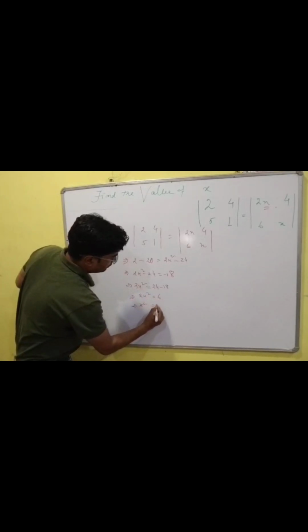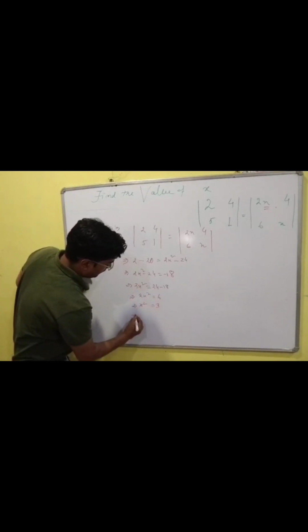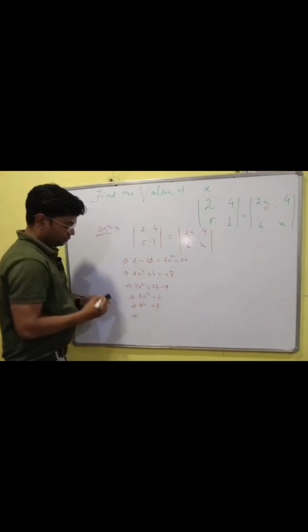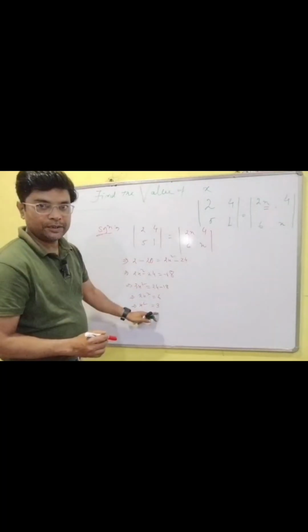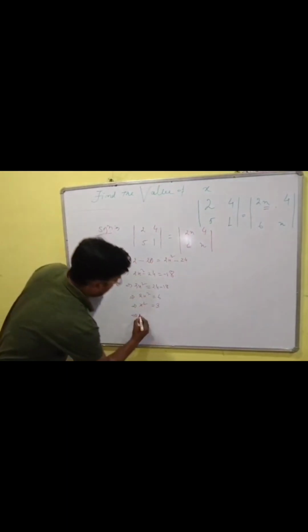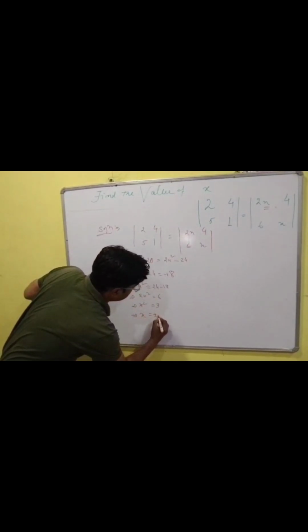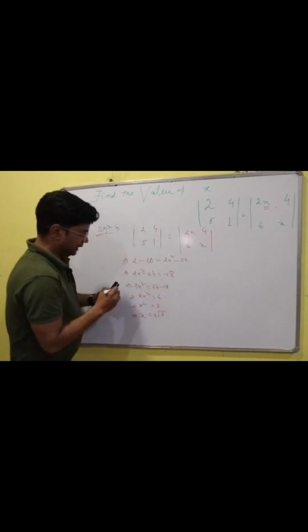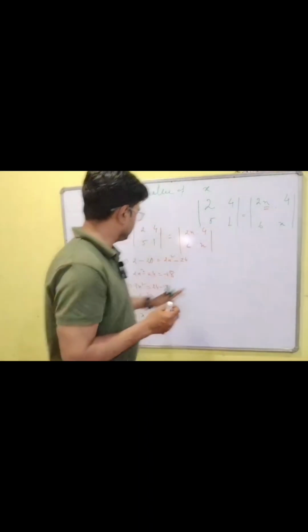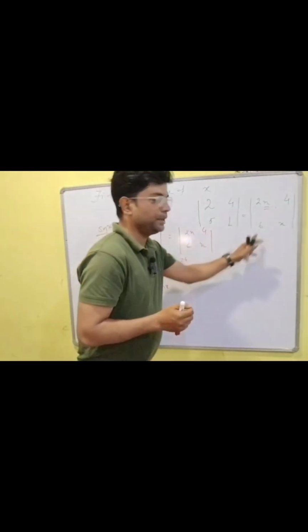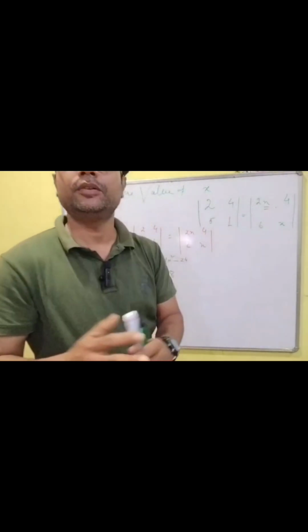X square is equal to 3, and if we take the square root, the square root of 3, we get x is equal to plus minus root 3. In this determinant the value of x will be plus minus root 3.